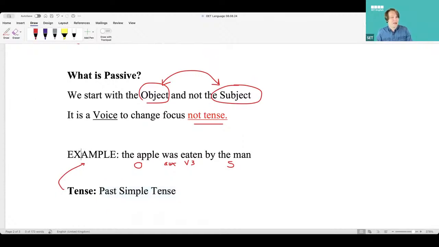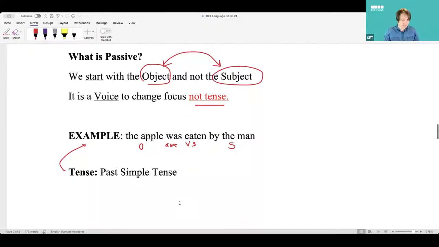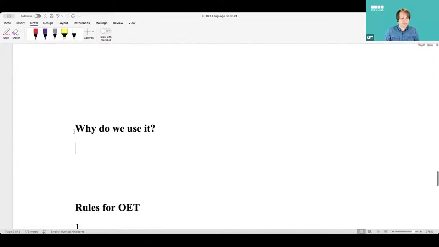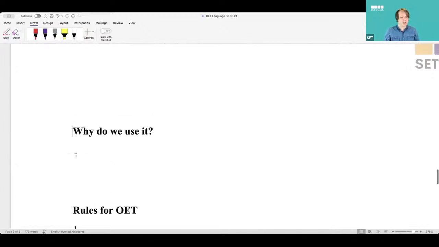What is passive? Passive is you start the sentence with the object, not the subject. It's a voice, not a tense. Here's your example. The apple was eaten by the man. We're starting with the object. Okay, let's go a bit deeper. Let's do something a little bit more challenging. Okay, next question is this. Why do we use it?